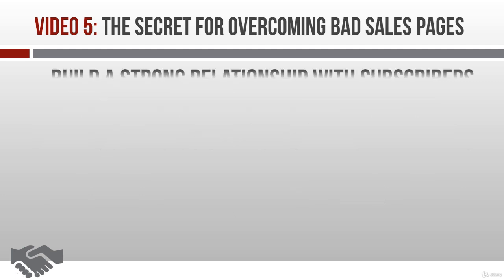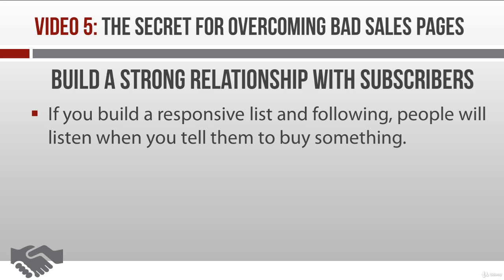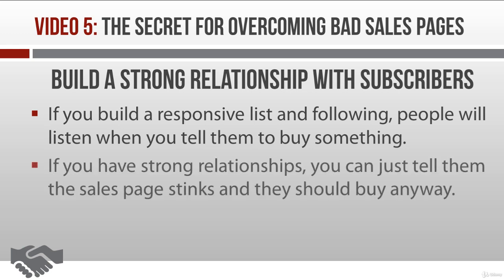The first way to overcome a poor sales letter is to build a strong relationship with your subscribers, blog readers, and social media followers. What you need to do is build a responsive list and following so that subscribers are going to listen to you when you tell them to buy something. In fact, when you have a strong relationship with your subscribers, you can even outright tell them to ignore the sales page and just scroll right down to the order form. If they trust you, and if you've already told them all about the product, then they're going to do it.